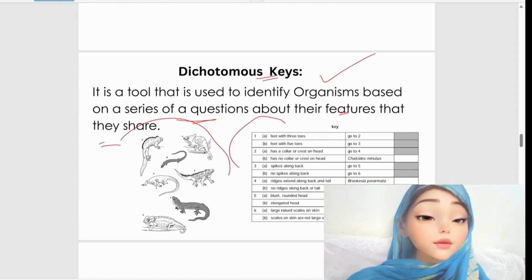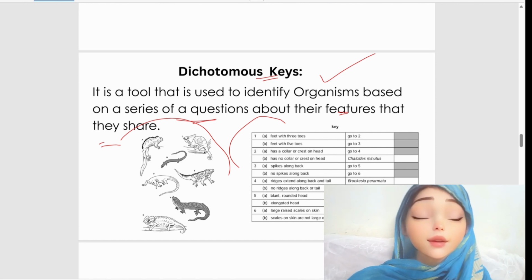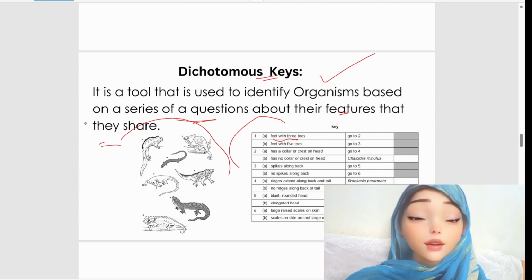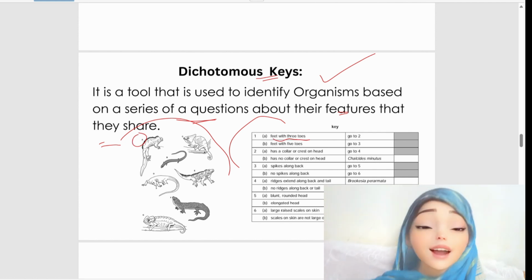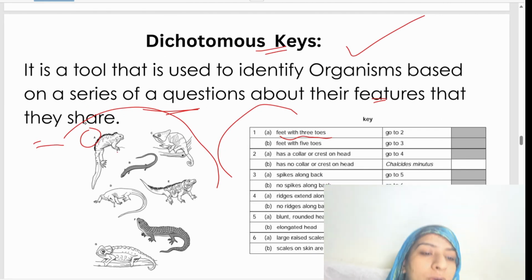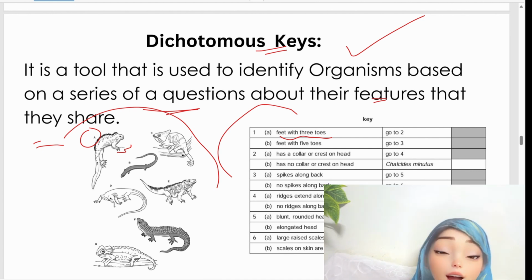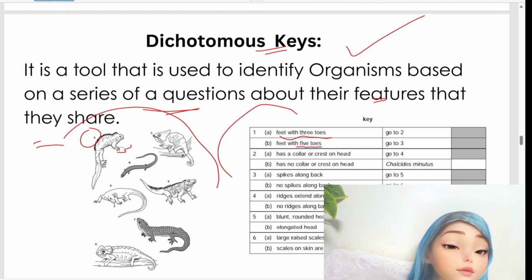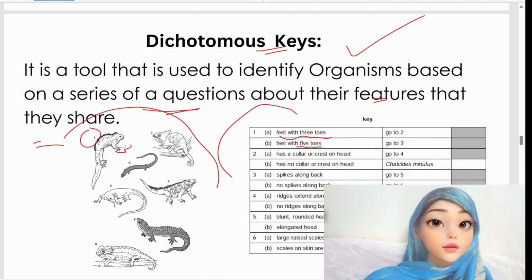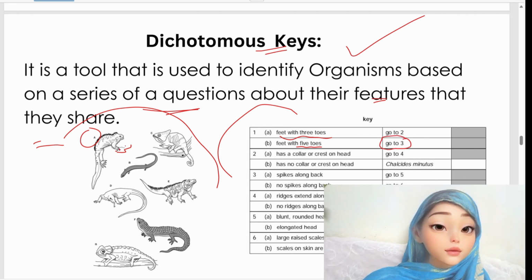Firstly, feet with 3 toes. In the limb of organism A, you may observe there are no 3 toes. So, feet with 5 toes. Yeah, here are 5 toes. So with 5 toes, it asks you to go to 3.